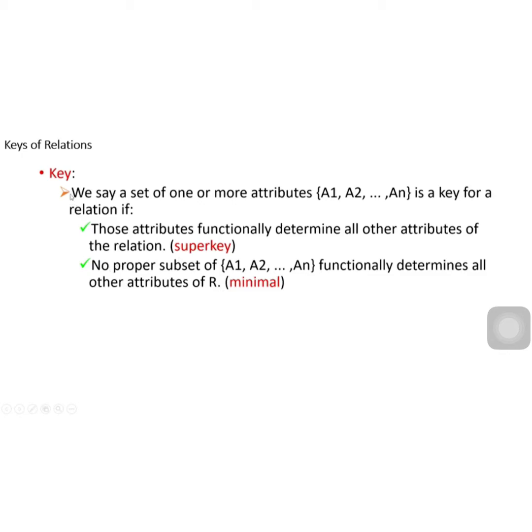So we know a key is a minimal superkey. From the definition, a key is a minimal superkey. And then what is a superkey? A superkey is a superset of a key, a set of attributes that contains a key, and a superkey is a set of attributes functionally determining all other attributes of the relation. So from the definitions of key and superkey, we can find the relation between keys and superkeys.